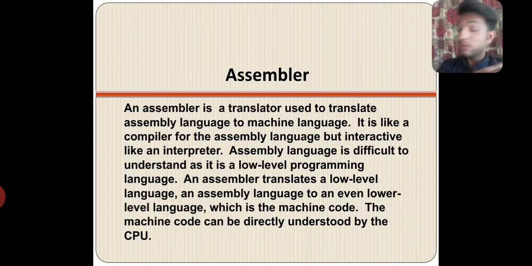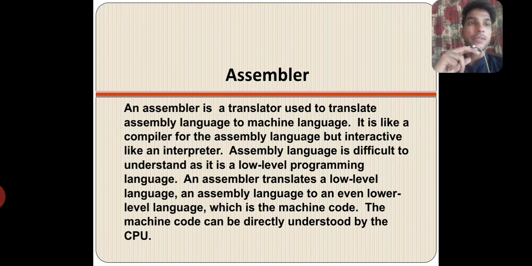The third and last one is assembler. An assembler is a translator used to translate assembly language to machine language. It is like a compiler for the assembly language but interactive like an interpreter. Assembly language is difficult to understand as it is a low level programming language. So an assembler translates a low level language, an assembly language, to an even lower language, which is the machine code. The machine code can be directly understood by the CPU.